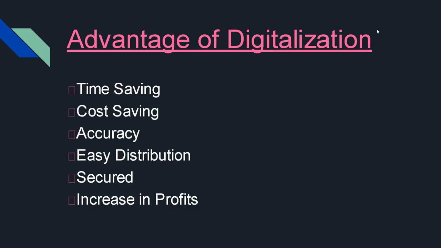Easy distribution means, if I have to give some information about something, I would do it through email, because I want five people to know about that information. I can simply send a mail and the other five people will get that mail, and the information or the knowledge is being shared. So that is why it is easy distribution.